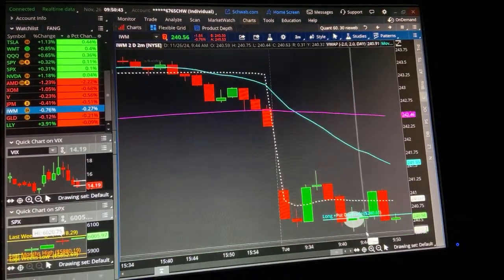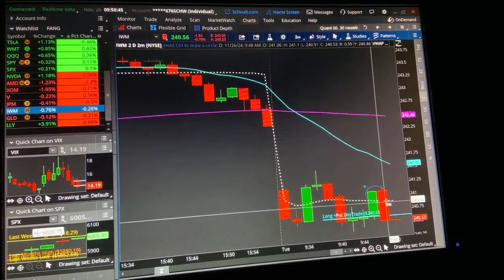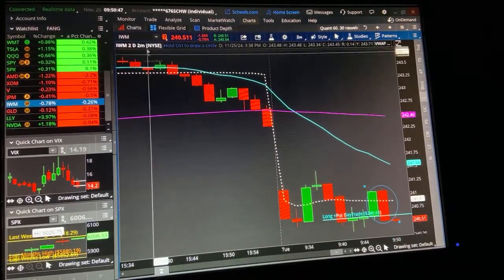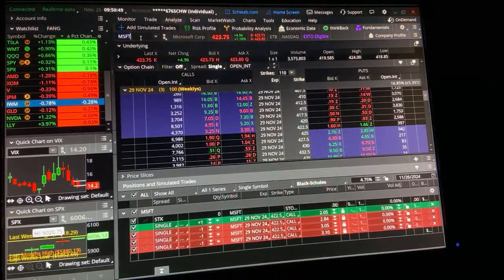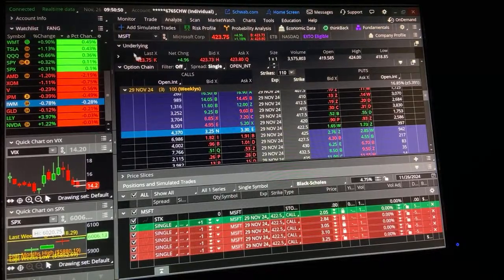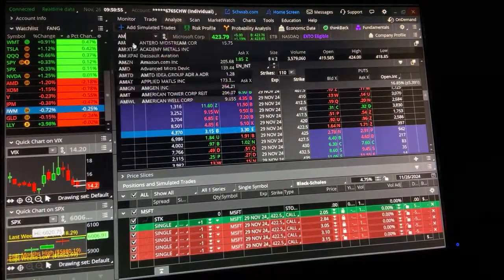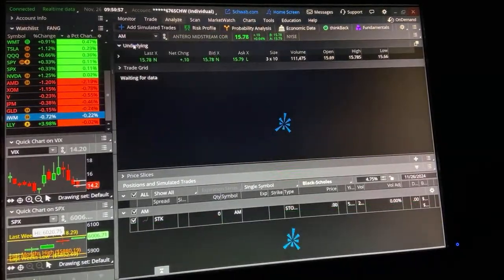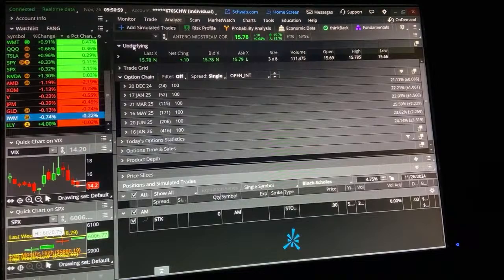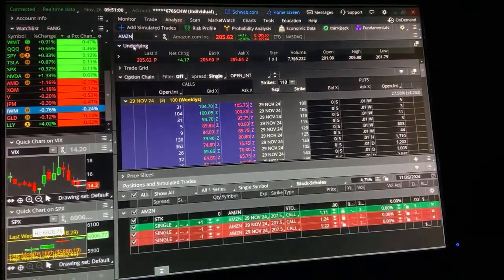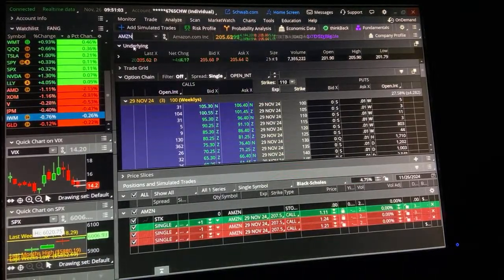You can see IWM still trying to work out its bearishness. Yeah, so make sure you take a profit. Let me take some on the Microsoft, going for 325 there from $2 on the call there. Let me TP some more of Amazon. TP some.